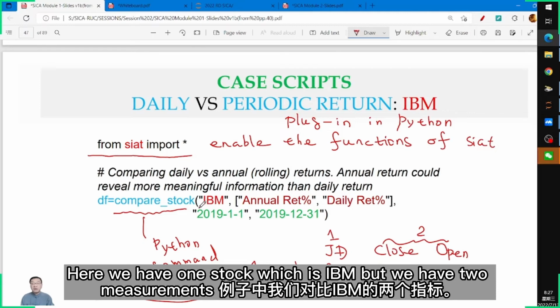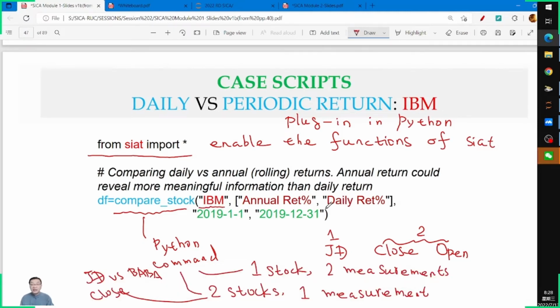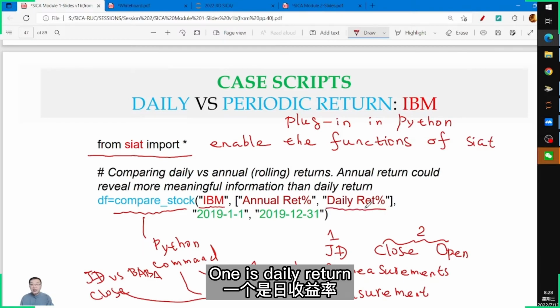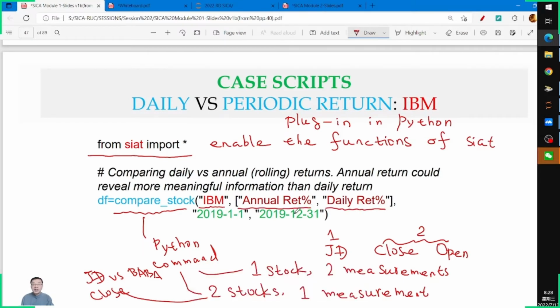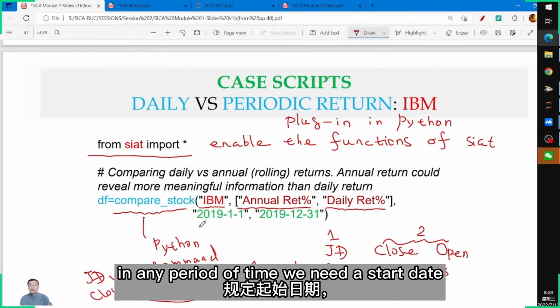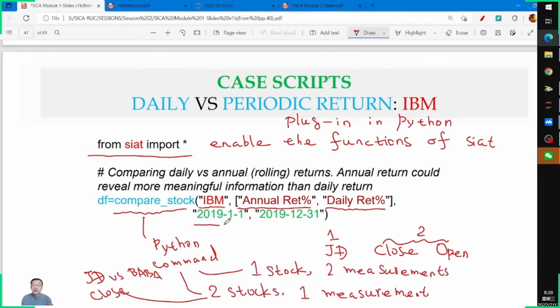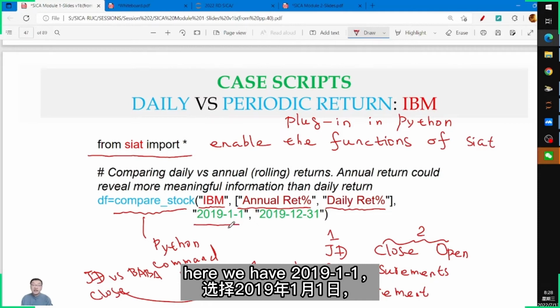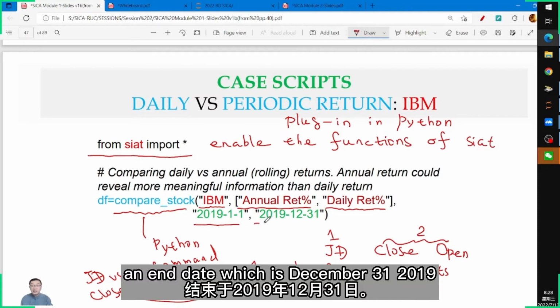Here we have one stock, which is IBM, but we have two measurements. One is daily returns, another is annual return. Then we need a period of time. In any period of time, we need a start date. Here we have 2019, January the 1st, and an end date, which is December the 31st of 2019.